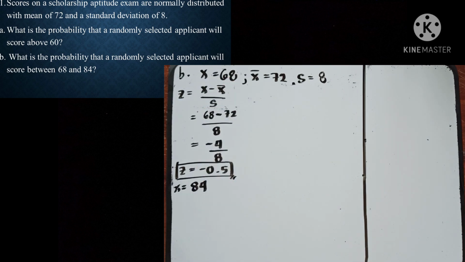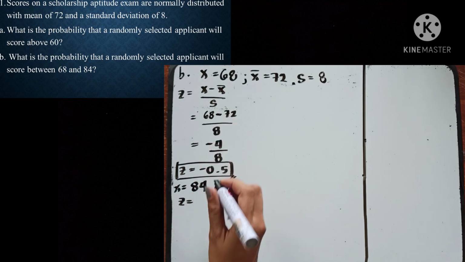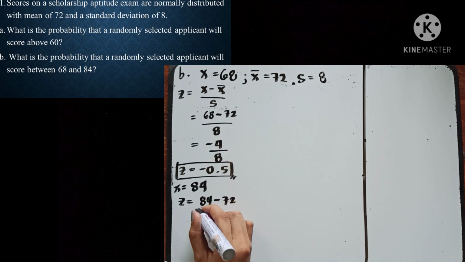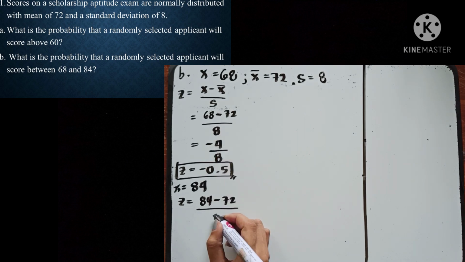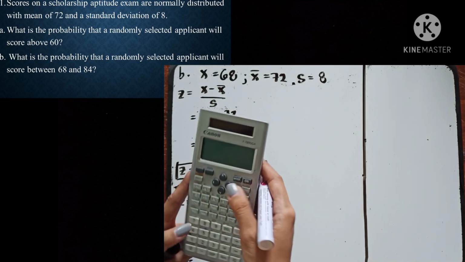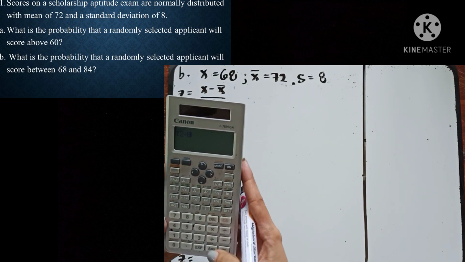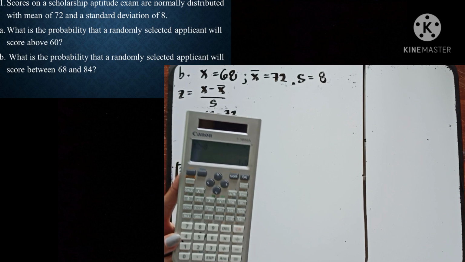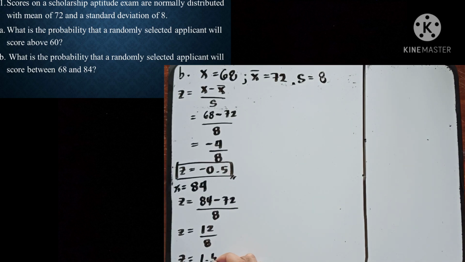For X is equal to 68, and how about X is equal to 84? So just substitute lang din po yung value ni X. So Z is equal to, diretso na ako, no, 84 minus 72 over 8, which is the value of your S. So, Z is equal to 84 minus 72, and that is equal to 12 over 8. And 12 over 8, so 12 divided by 8, and that is equal to 1.5. Positive 1.5.